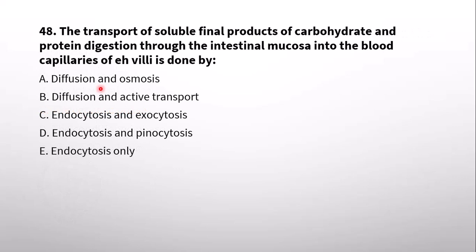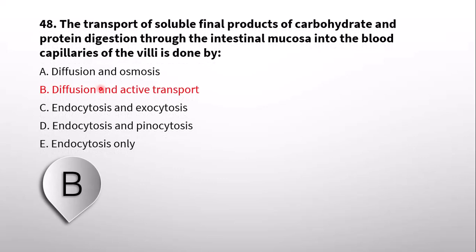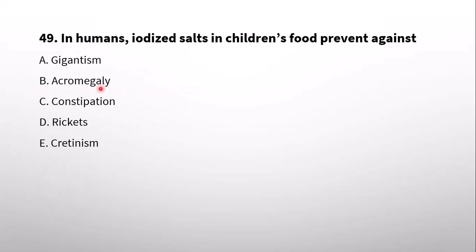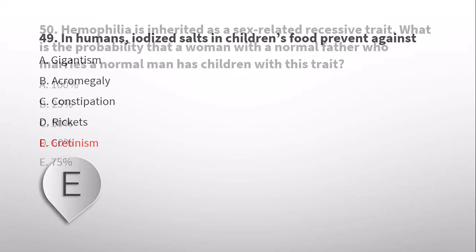48. The transport of soluble final products of carbohydrate and protein digestion through the intestinal mucosa into the blood capillaries of the villi is done by diffusion and active transport. Yeah, B. 49. In humans, iodized salt in food prevents against cretinism. E. If you lack iodine, it means you're going to lack thyroid hormones. Deficiency in thyroid hormones causes cretinism.